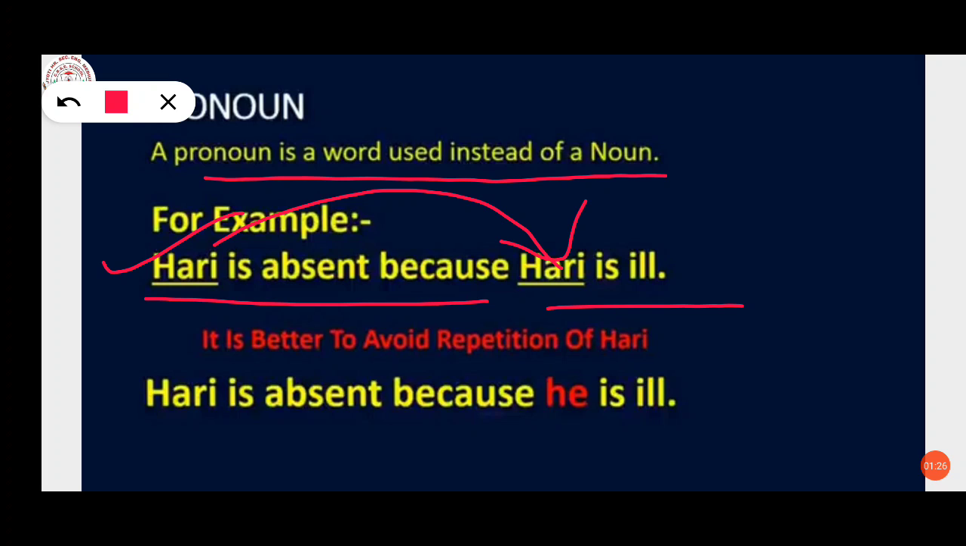The examples of pronouns are like what? He or she, her, we, us, I, me, all these words are pronouns. And here, in place of Hari, as Hari is a boy, what will we use, children? We will use he. So, Hari is absent because he is ill.